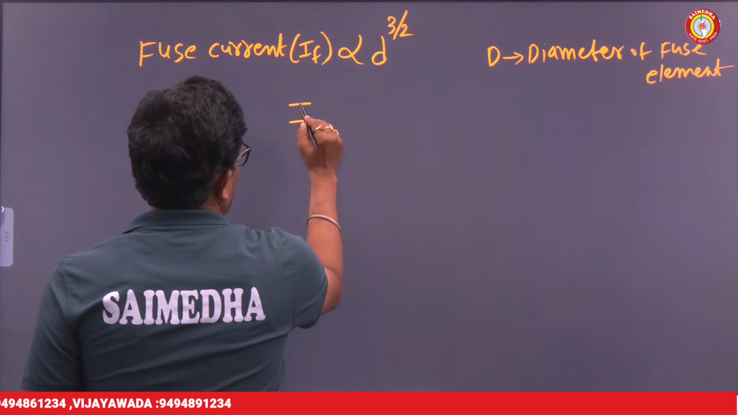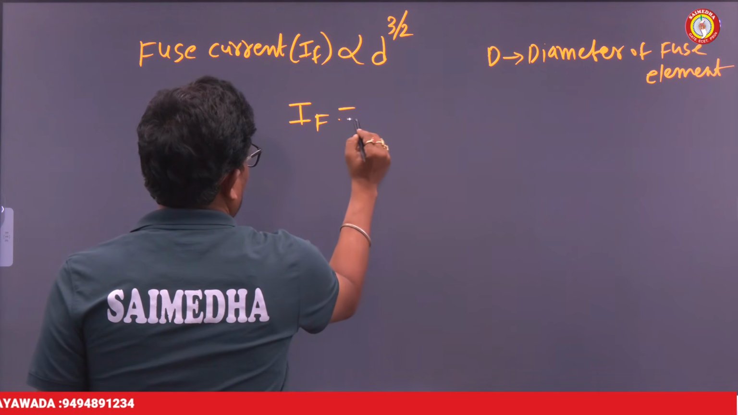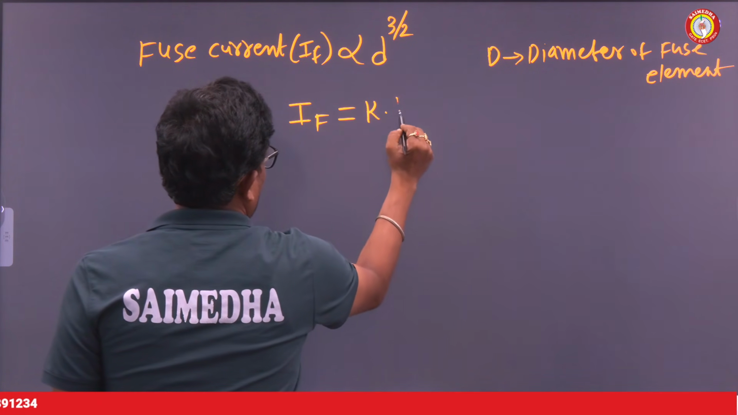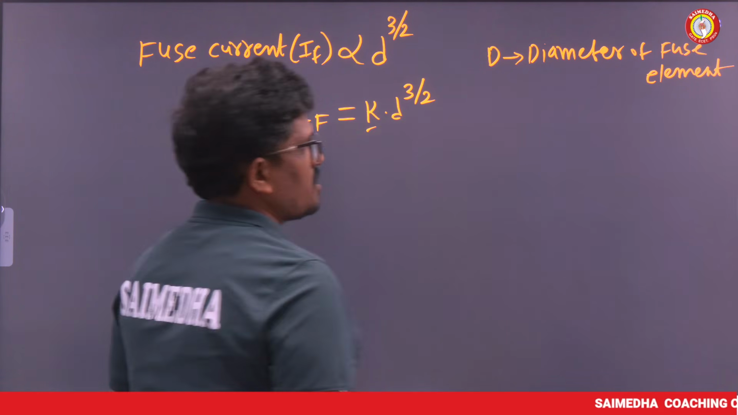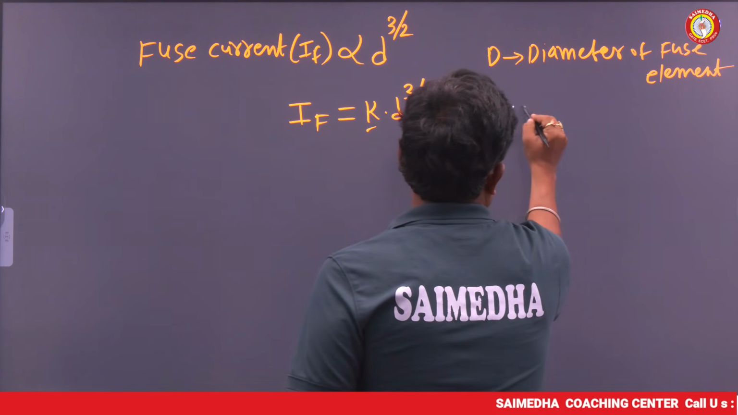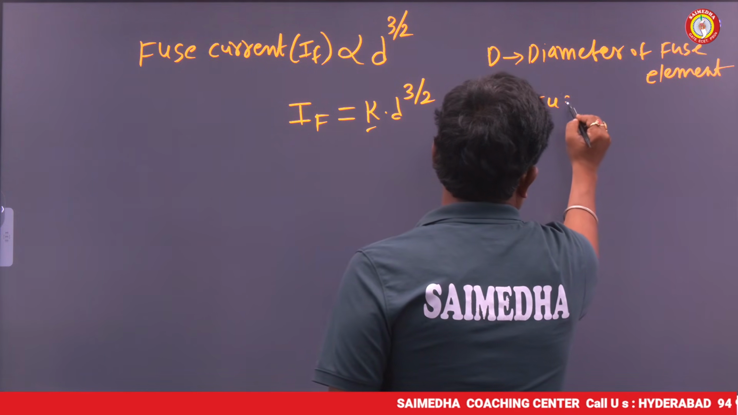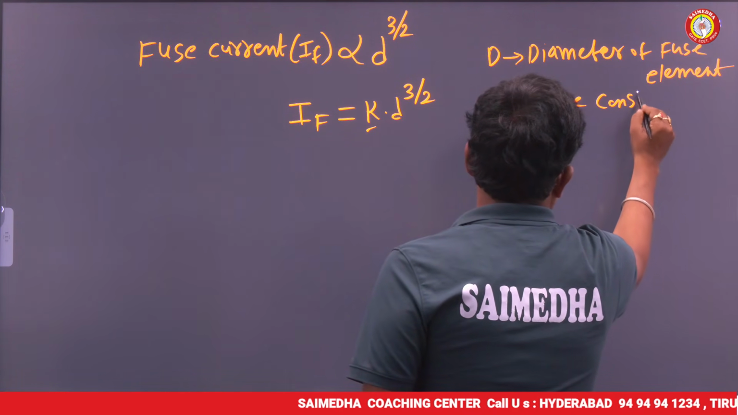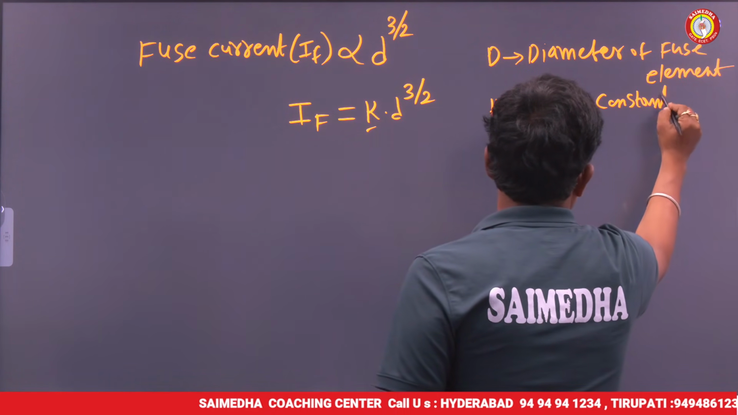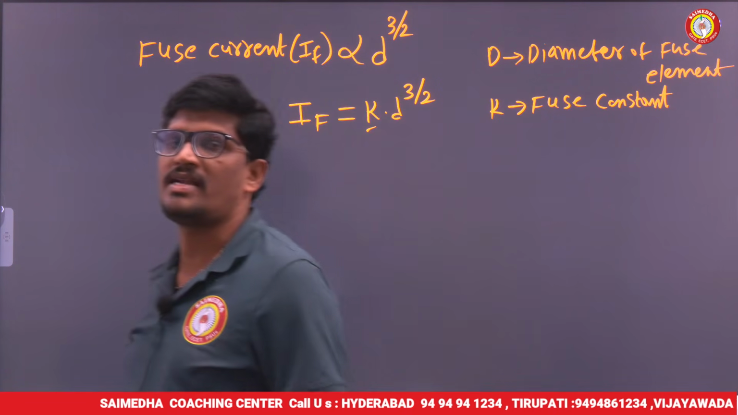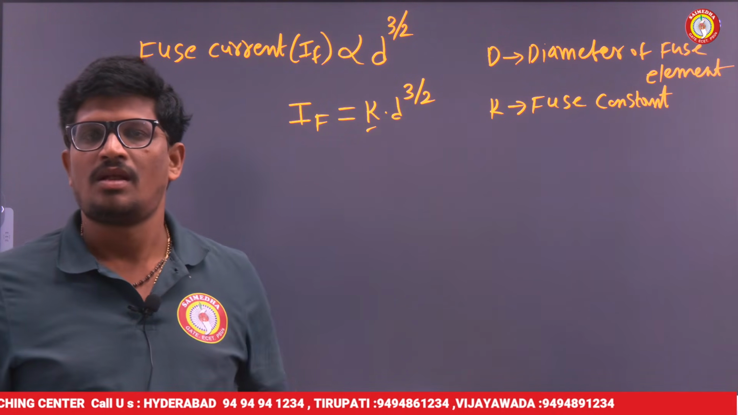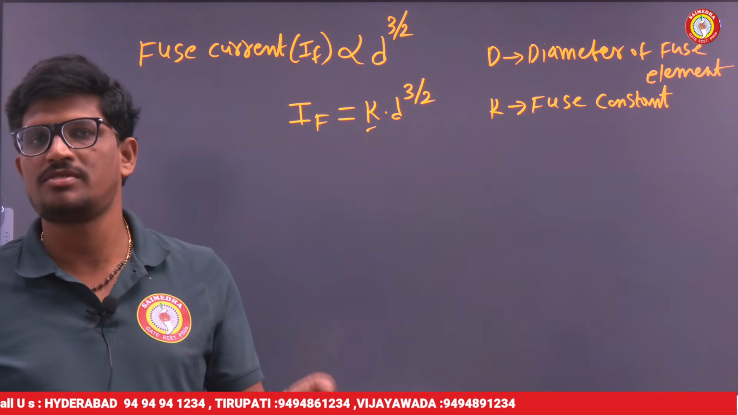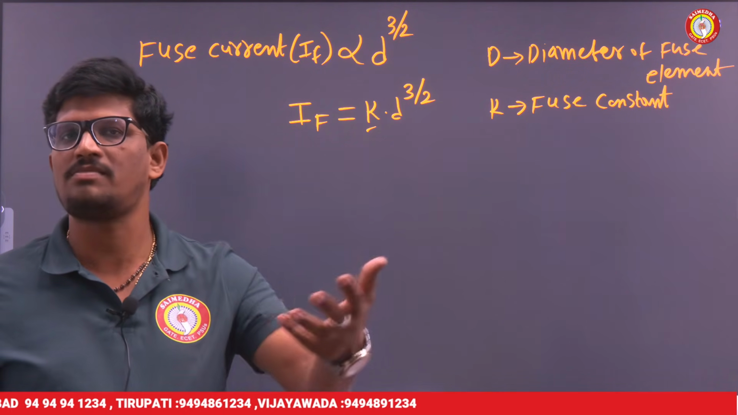So this is the formula. And just simplifying, we can write fault current is equal to K into D power of 3/2. K is for fuse constant, very simple. K is nothing but a fuse constant. This value changes depending upon the material of the fuse. Sometimes the fuse is made of lead and tin alloy, sometimes the fuse is made of silver, sometimes copper.